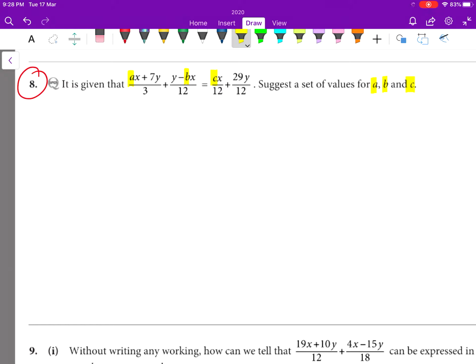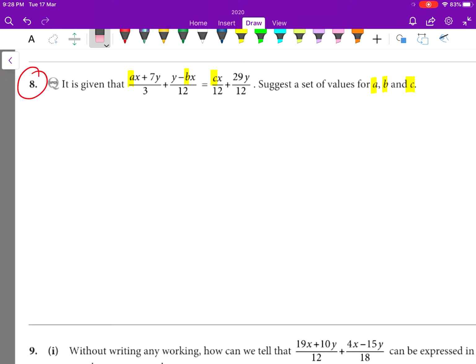Alright, so I think the idea is quite simple. We have to compare both sides, but right now we cannot compare because on the left we have this 3, on the other side we have 12 and 12. Maybe the idea is to change everything to denominator 12, then we can combine denominators and compare. Once the denominator is the same, over 12, then we can compare the numerator. Okay, so let's do that.